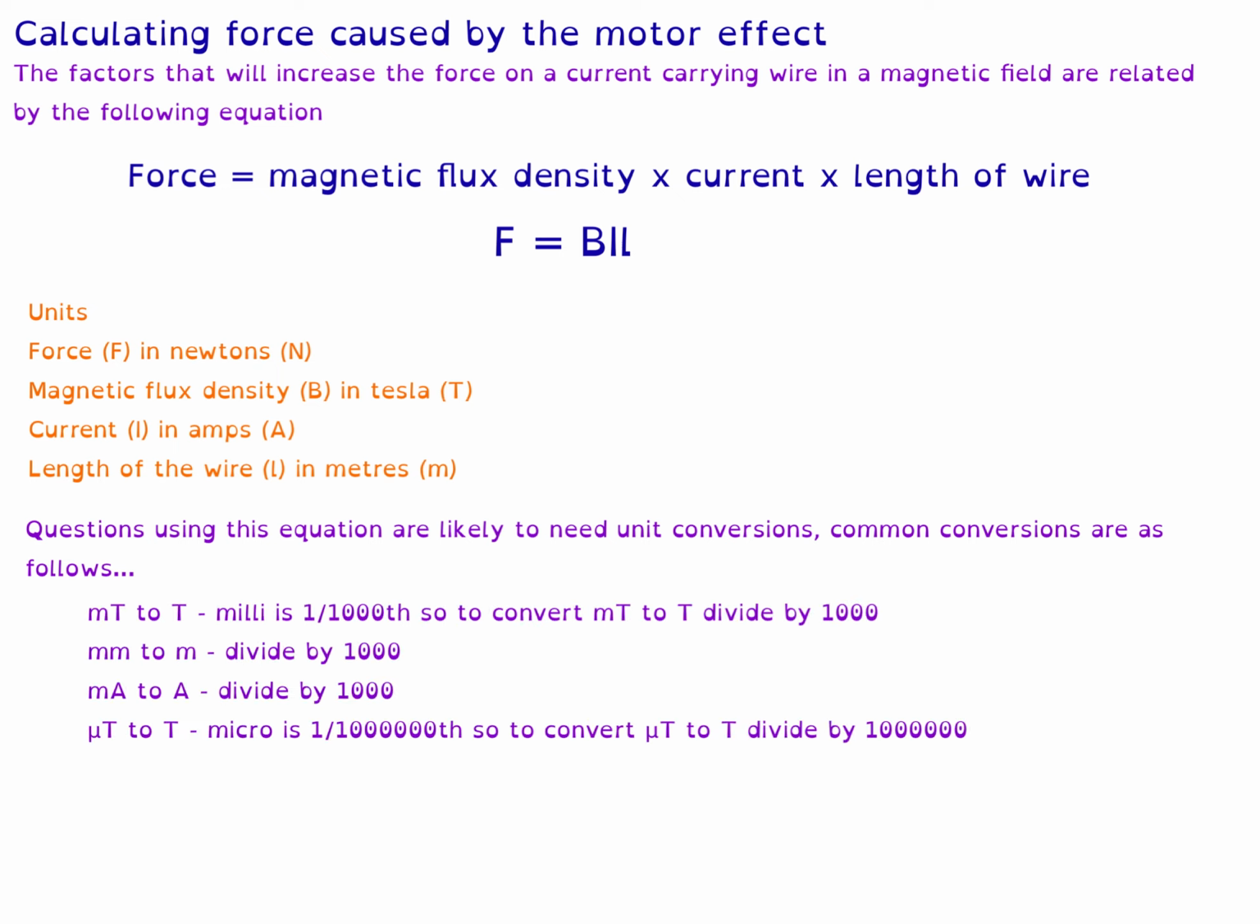Milliteslas to teslas. Milli is 1/1000th, so to convert from milliteslas to teslas, divide by 1000. Millimeters to meters, divide by 1000. Milliamps to amps, again divide by 1000. Microteslas to teslas. Micro is 1/1,000,000th, so to convert from microteslas to teslas, divide by 1,000,000.